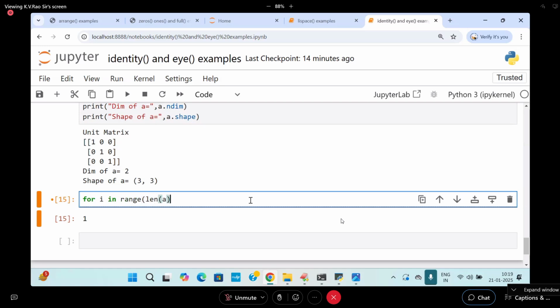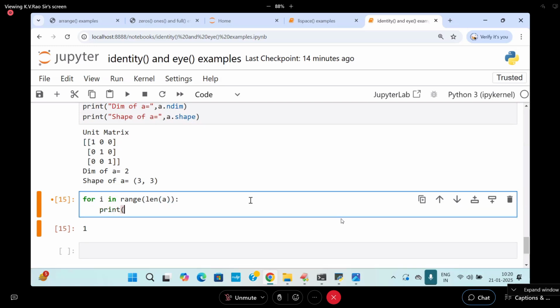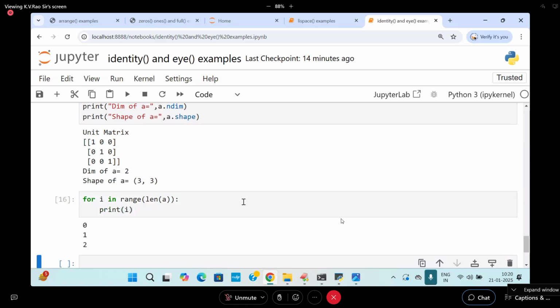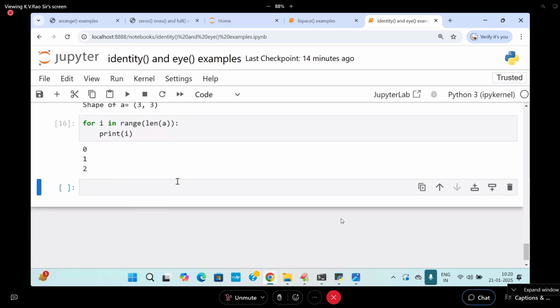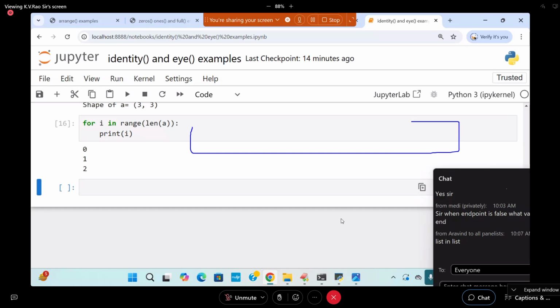len of A. There I am going to write what value? The I value I am writing. What values are coming? 0, 1, 2. What is that 0, 1, 2? Just now the diagram is written. 1, 0, 0 is the 0th value. 0, 1, 0 is the first value. 0, 0, 1 is called what? The second value. And I already said to you this is called inner list, right or not?